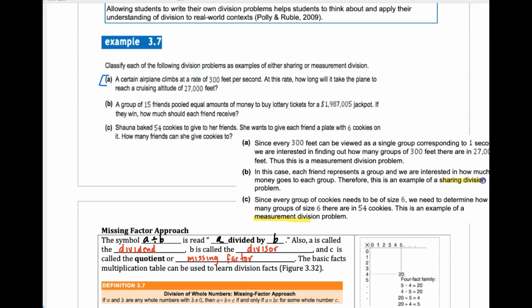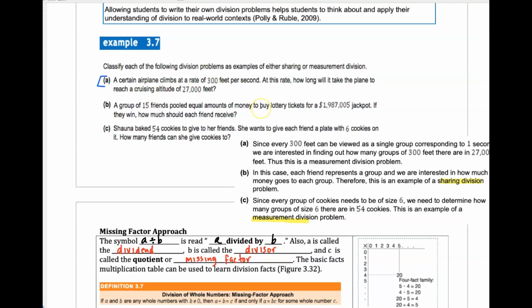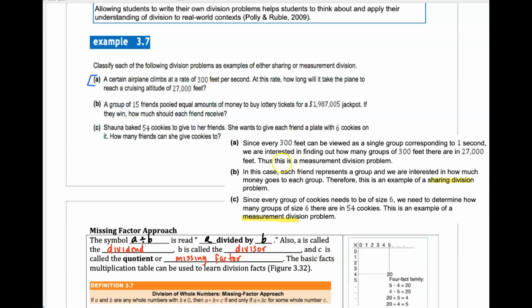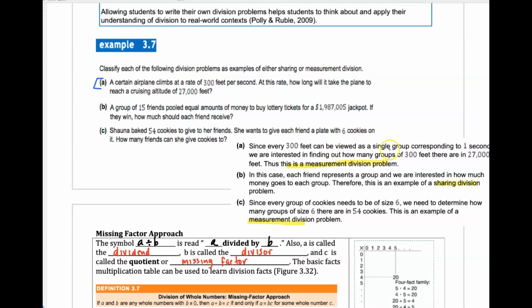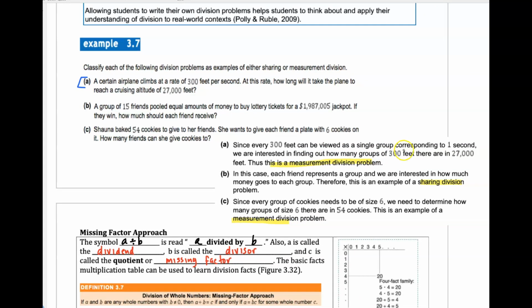The first one's sharing. Now the first one's harder, in that a certain airplane climbs at a rate of 300 feet per second. How long will it take the plane to reach a cruising altitude? So I know I'm going to do 27,000 divided by 300. In this case, this is a measurement division, since every 300 feet can be viewed as a single group. And so now we're asking how many groups are there, and that's where the measurement division comes in.